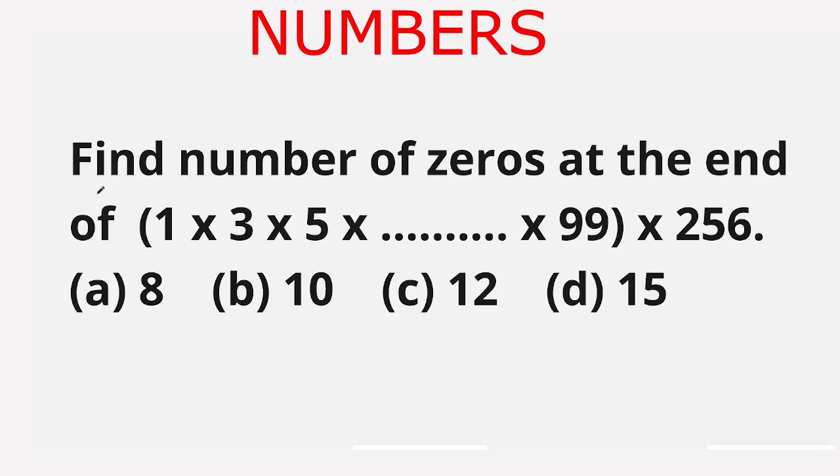Our question is, find the number of zeros at the end of 1 multiplied by 3 multiplied by 5 multiplied by, continue up to multiplied by 99, and to this multiplied by 256. The given options are option A 8, option B 10, option C 12, option D 15.